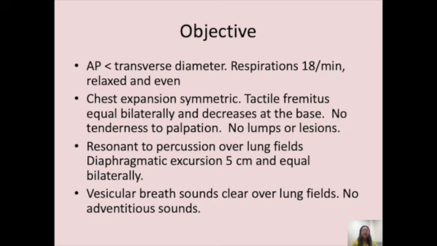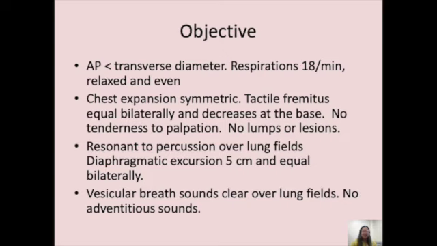The AP diameter is less than the transverse diameter. You can also put the ratio if you want, 1 to 2. Respirations are, in this case, 18 breaths per minute, relaxed and even, not using any accessory muscles to breathe. Chest expansion is symmetric. You talk about the costal angle is about 90 degrees. If you do tactile fremitus, you can say it's equal bilaterally and with a little bit of decrease at the base. There's no tenderness to palpation, no lumps or lesions when you're palpating.